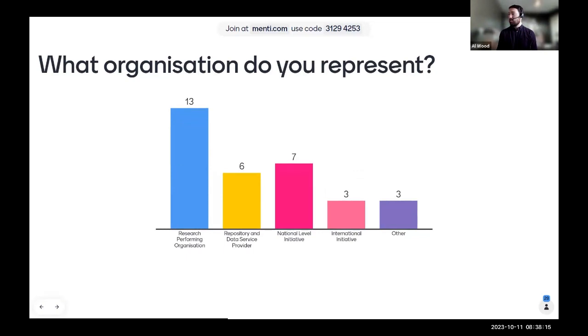Okay, I'll just give you another 30 seconds or so to click on what organization best represents you. And we can see we've got a fairly even spread actually, which is great to see as well. Great to see a number of our colleagues represented today. So I'll just move on to the next slide.